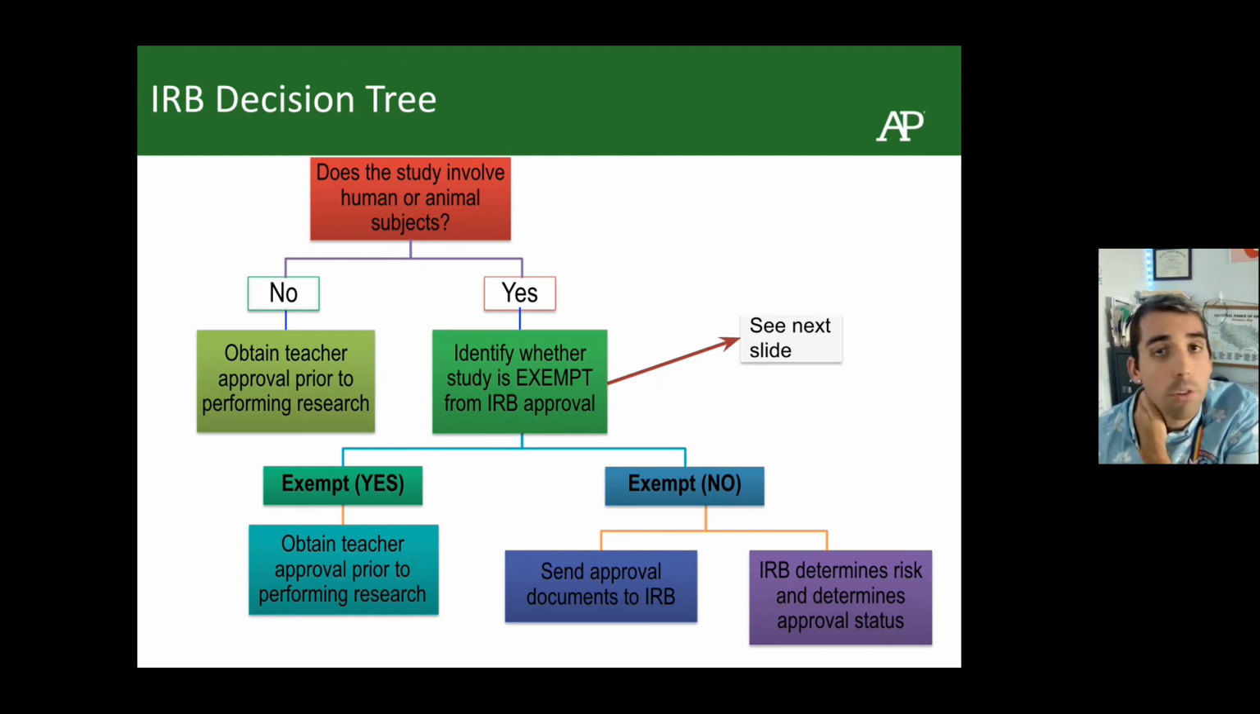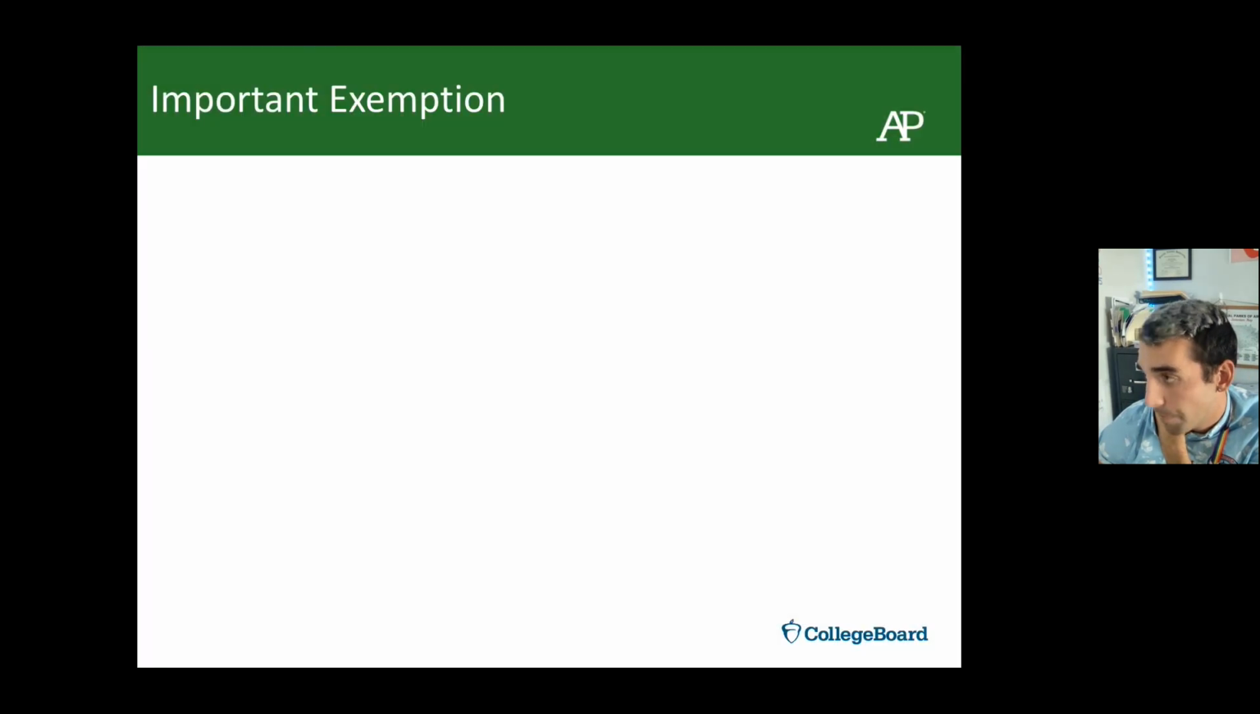And so therefore you could cause no harm because you're not the one interfering or dictating what is told to them. You're just getting feedback from somebody else. And so that would have an exemption, and that would be just my approval as well. If it's not exempt, then you send approval documents to the IRB, and the IRB determines risks and determines overall approval status.